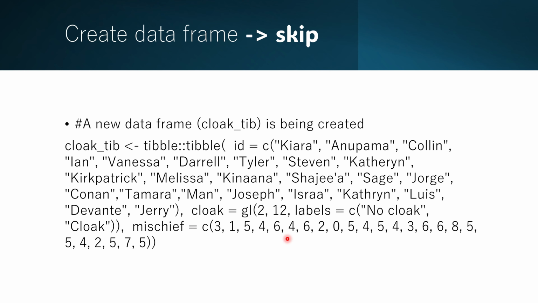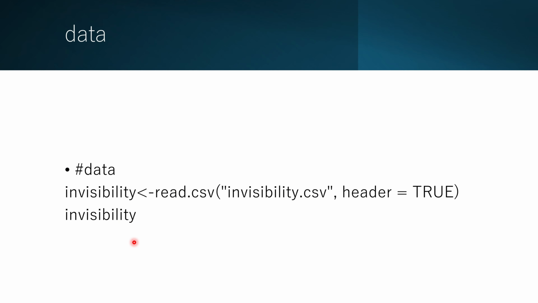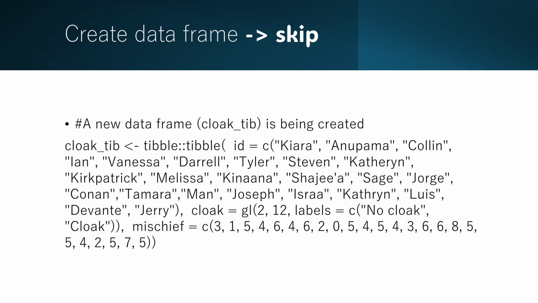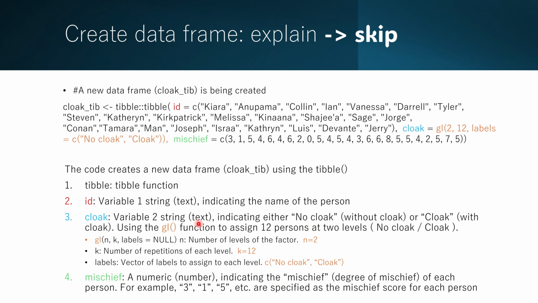This slide shows how to build the same dataset by hand with the tibble command. Using the tibble command, we can create the same dataset like this. But in this case, you already installed the invisibility dataset, so you do not need to run this command. This is the handmade data creation command, and this is the explanation for that.